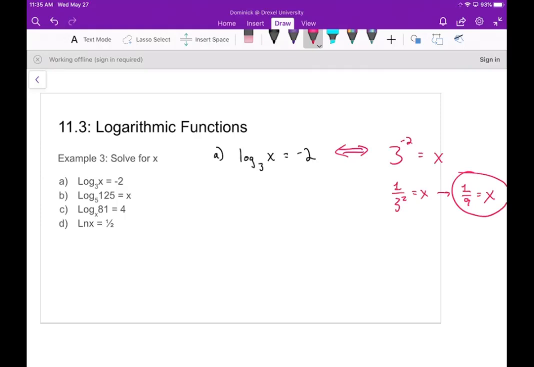All right, let's take a look at part B. Part B, we have, sorry, let me write this out. Log base 5 of 125 is equal to x. So now if we convert, we're going to get that 5 to the x is equal to 125. Well, of course, 125 is a perfect power of 5, and we get that x is equal to 3.